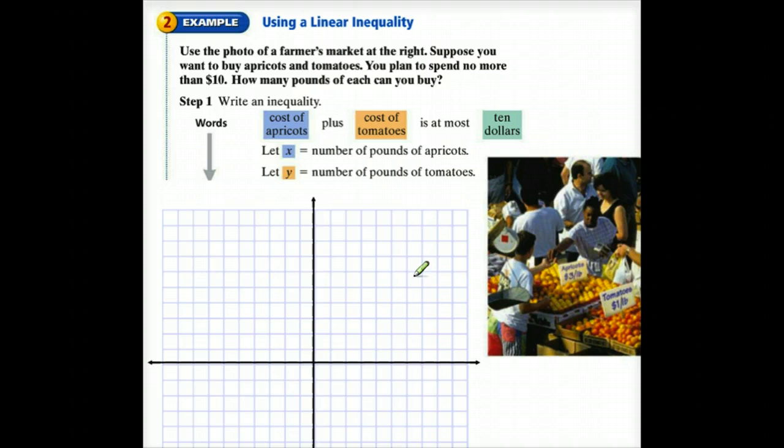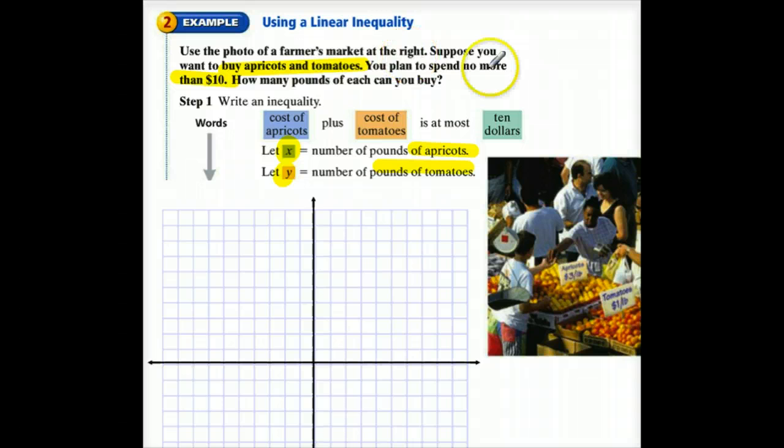Our last example is writing our own linear inequality for a word problem. So, in the photo, there's a farmer's market. Suppose you want to buy apricots and tomatoes. You plan to spend no more than $10. How many pounds of each can you buy? Well, we're going to have x be our number of apricots and y be our pounds of tomatoes.